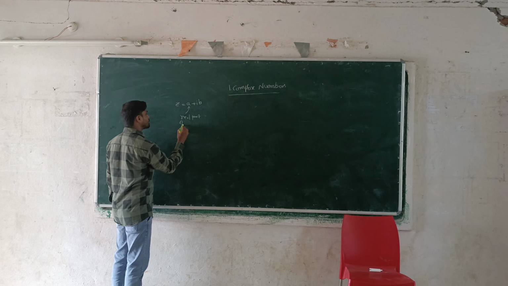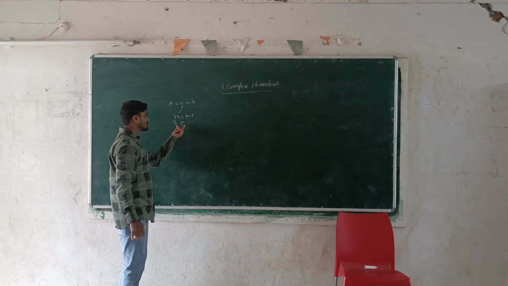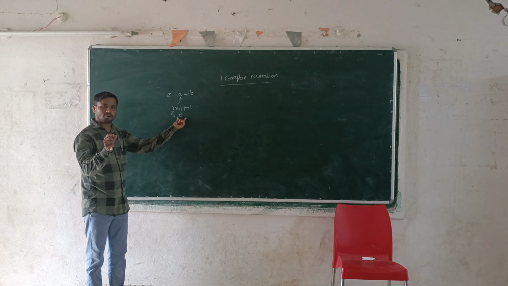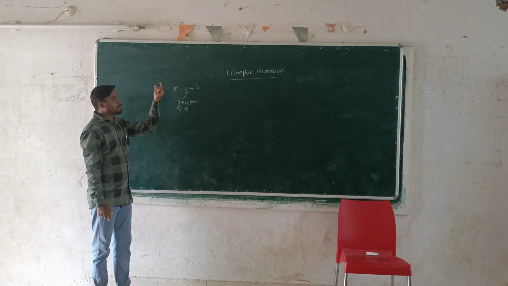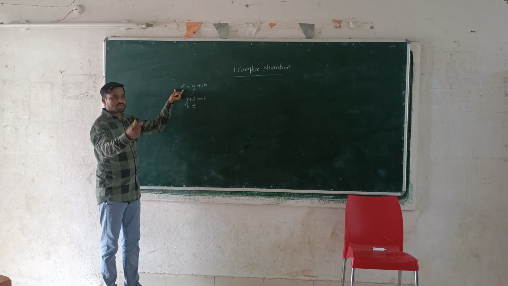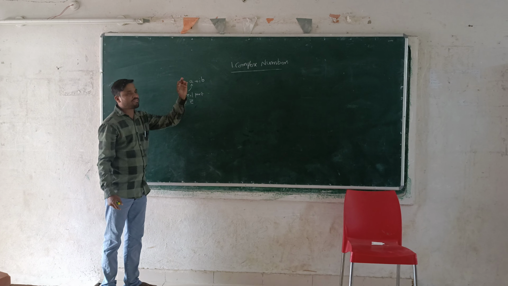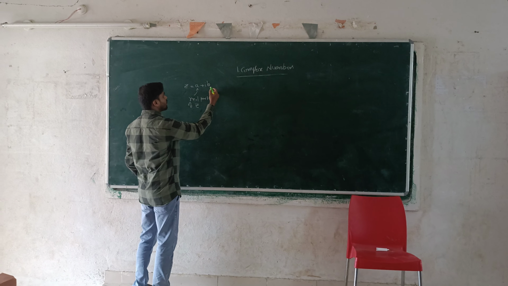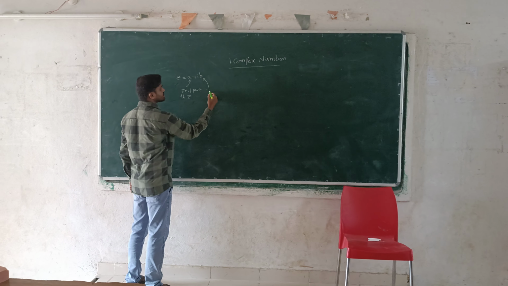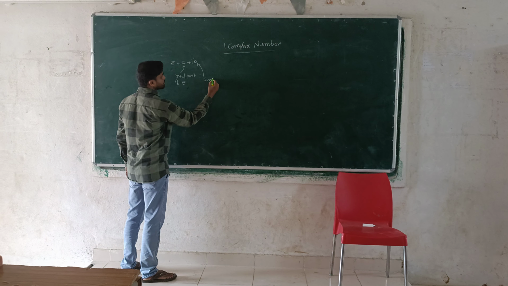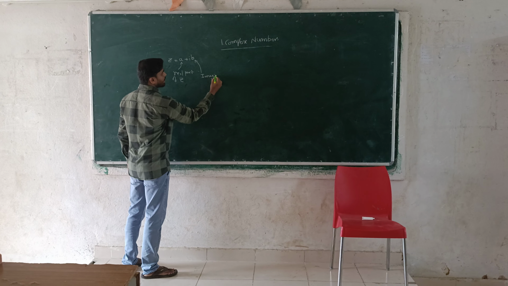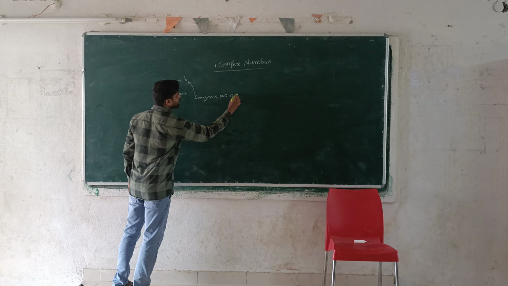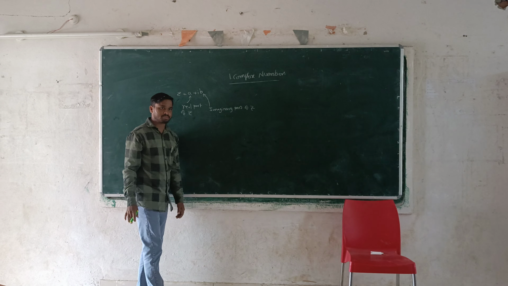Real part of Z. What is this Z? Z is a complex number. That complex number is written as a plus ib form. Okay? Right here, what is b? b is nothing but the imaginary part. What is that? Imaginary part of Z.